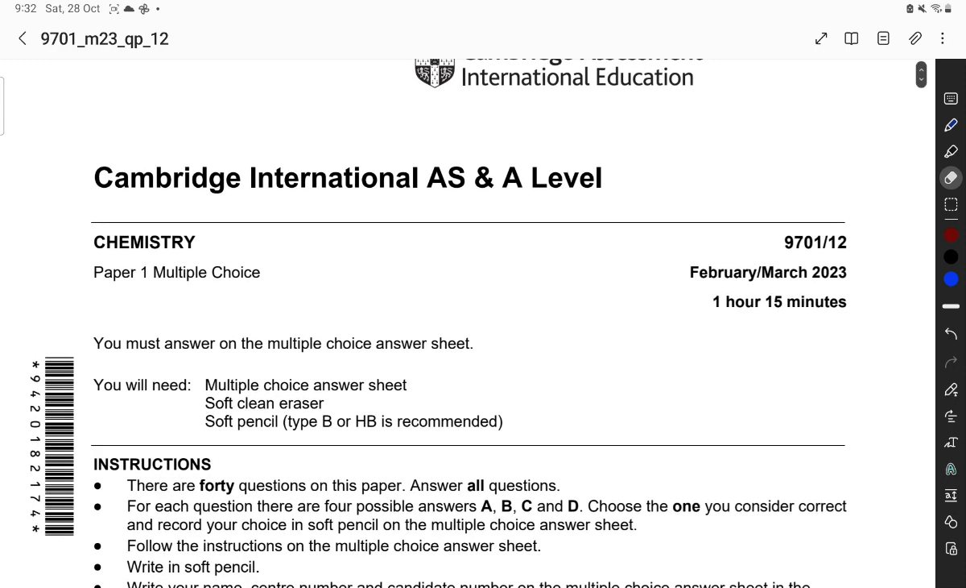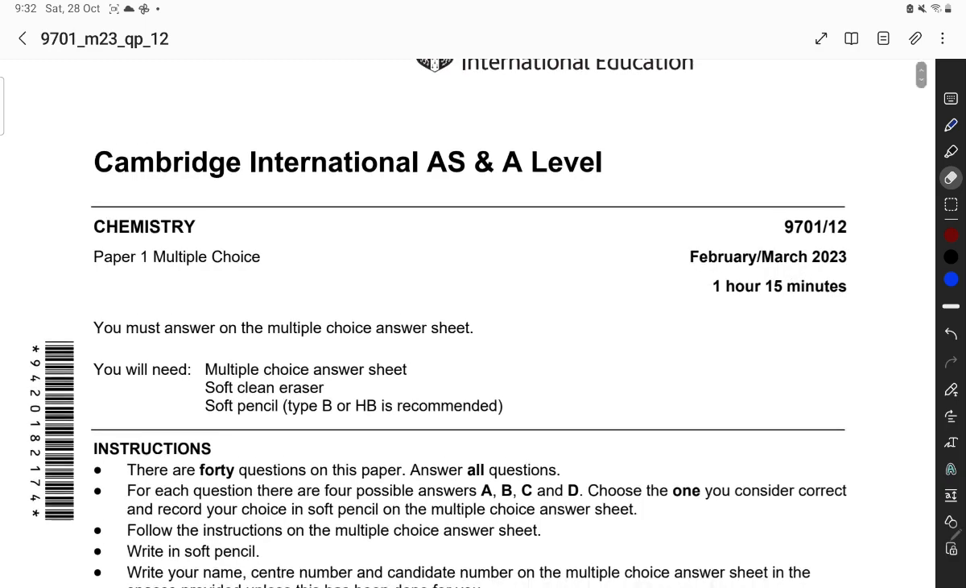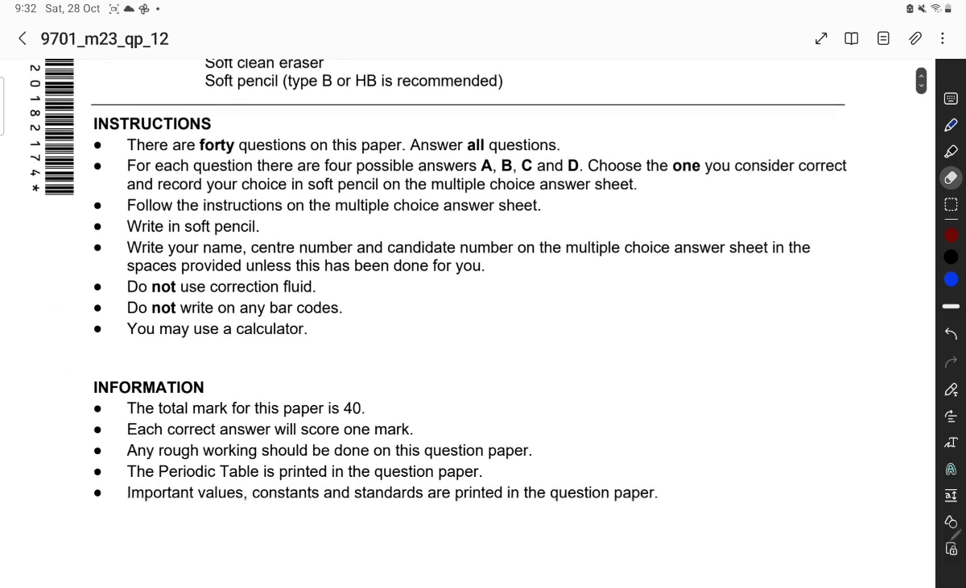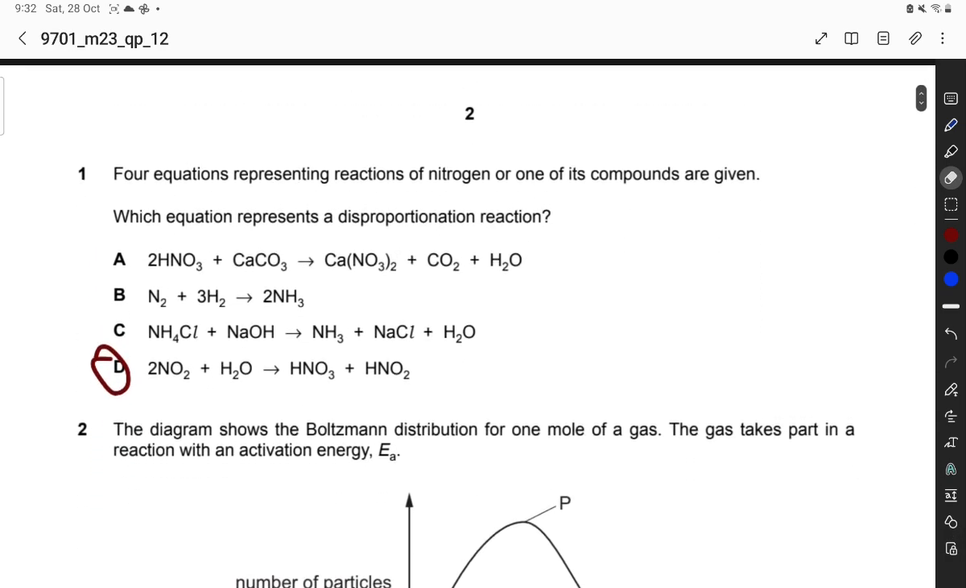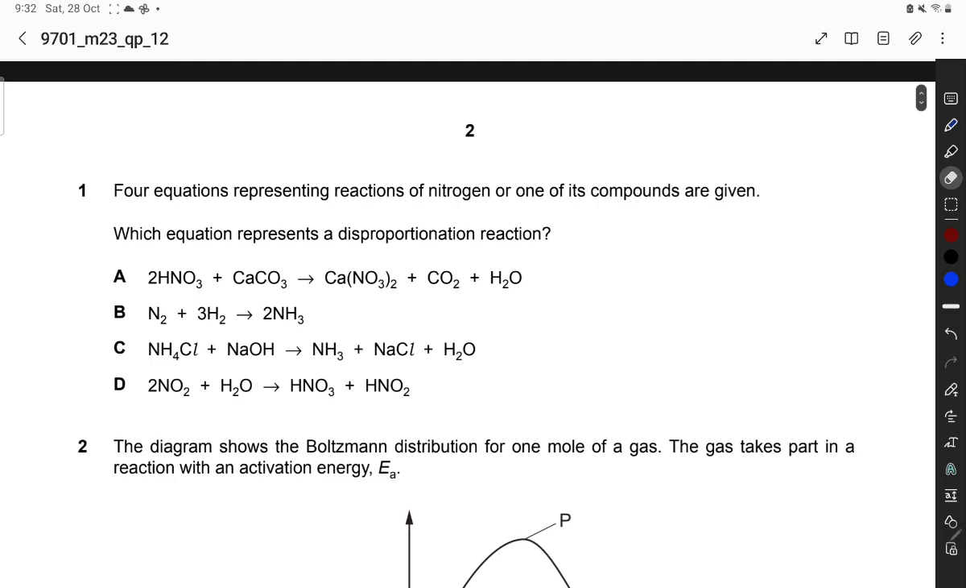Today I will solve chemistry paper 1 multiple choice Feb March 2023 9701 paper 1 2. Let's start. Question number 1. Four equations representing reactions of nitrogen or one of its compounds are given. Which equation represents a disproportionation reaction?